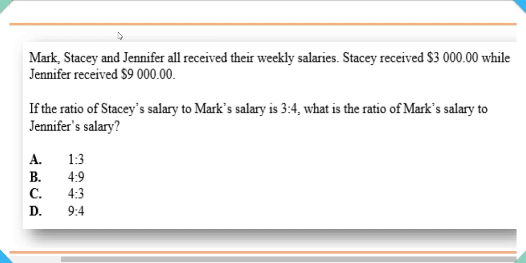Alright, what do we have here? Mark, Stacy, and Jennifer all received their weekly salaries. Stacy received $3,000 while Jennifer received $9,000. If the ratio of Stacy's salary to Mark's salary is 3 to 4, what is the ratio of Mark's salary to Jennifer's salary? Alright, so you guys, so far we are seeing percentages and we are seeing ratios.